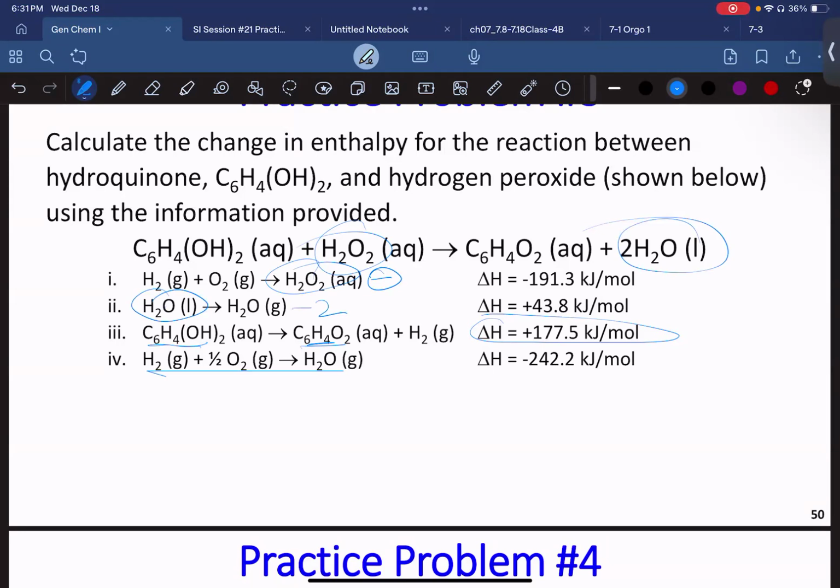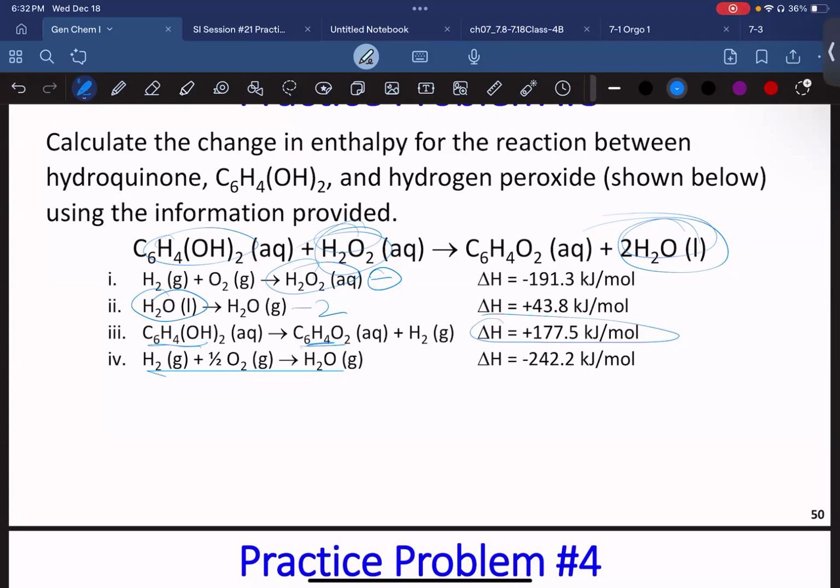Is there anything else we need to do? I believe we have done it. Okay, let's just write it out so I can make sure I did this properly. Minus 2 this. Oh, we have to multiply this by 2. That's why. I'll explain why. Once you make sure you have all the right things, let's see if we can balance it out.